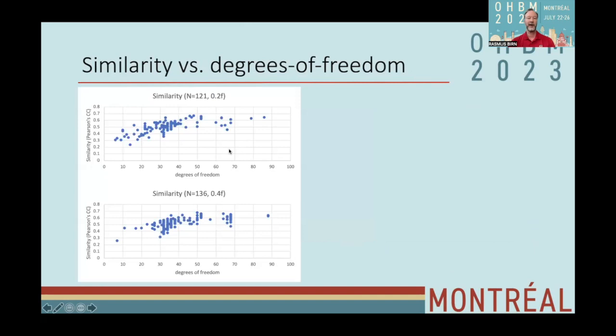And if we directly plot the similarity versus the degrees of freedom, you can see a roughly linear relationship that plateaus out, where basically at a certain point, when we get below a certain number of degrees of freedom, the similarity just decreases. At the top, I'm showing this for a 0.2 millimeter threshold, and at the bottom, I'm showing this for a 0.4 millimeter threshold, both of these with filtering.